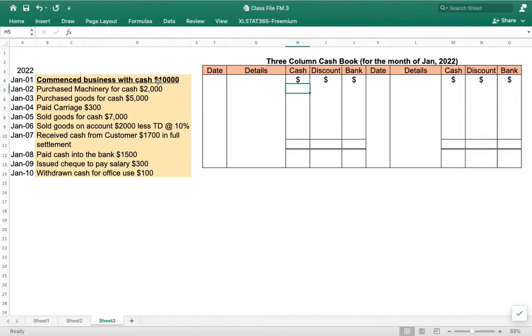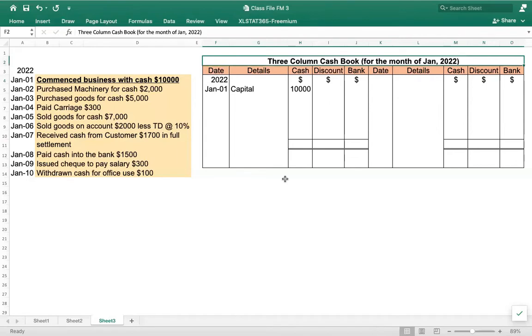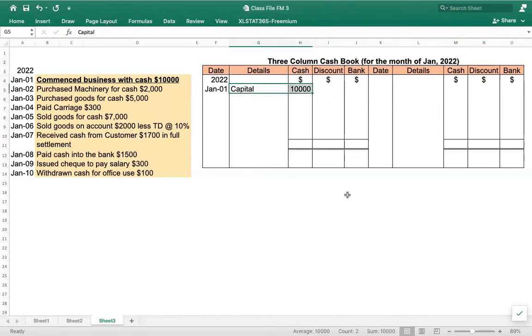So I know in this transaction the cash account will be debited. In the cash book, this is my debit side. In the cash column I will put 10,000. And what is the name of the other account? Capital. So I will write that here, the name of the other account, and put the date 2022, Jan 1st. Here we are not recording in the capital account. Right now I am focusing only on the cash book. I know the second posting will take place in the capital account, but right now we are not preparing that.